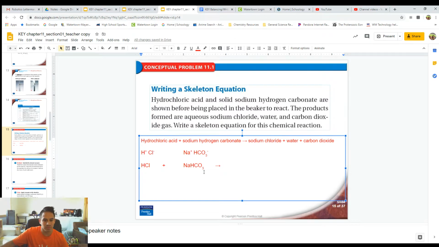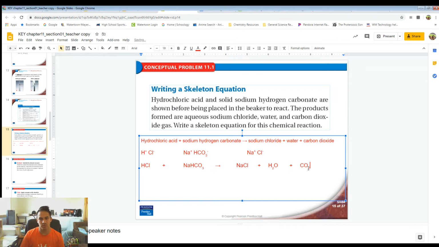Then we have sodium chloride. Sodium is Na, charge of +1. Chloride is Cl, charge of -1. Those would bond together: NaCl. Then we have water. Most of us know that water is H2O, so I don't need to go into that one. And then lastly, we have carbon dioxide. That is a molecular compound. So we have carbon, which is C, and then dioxide. Oxide is oxygen, and di means we have 2 of them.